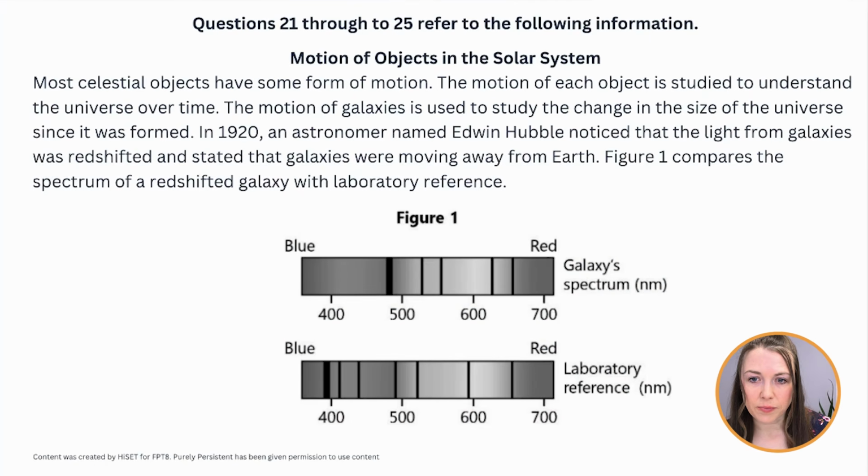So notice here what we have going on in figure 1. It says in the paragraph, again, that Hubble noticed that the light from the galaxies was redshifted and stated that galaxies were moving away from Earth. Okay, so our laboratory reference, notice how it's more spread throughout. Those lines are spread throughout. Whereas in the figure above, it's shifted to the right. It's shifted more to the red. And red means longer wavelengths and blue means shorter wavelengths. So let's go back to the question.